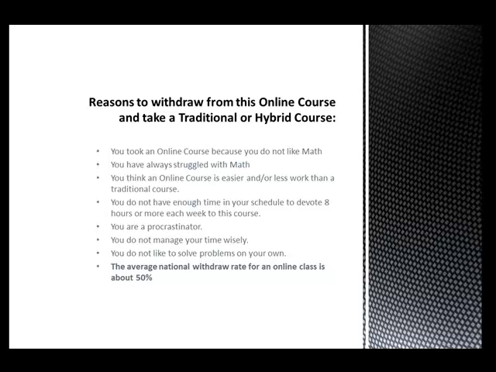Some reasons to withdraw from this online course and take a traditional or hybrid course. You took an online course because you do not like math. You have always struggled with math. You think an online course is easier and or less work than a traditional course. You do not have enough time in your schedule to devote 8 hours or more each week to this course. You are a procrastinator. You do not manage your time wisely. You do not think to solve problems. You do not like to solve problems on your own. The average national withdrawal rate for an online class is right around 50%.